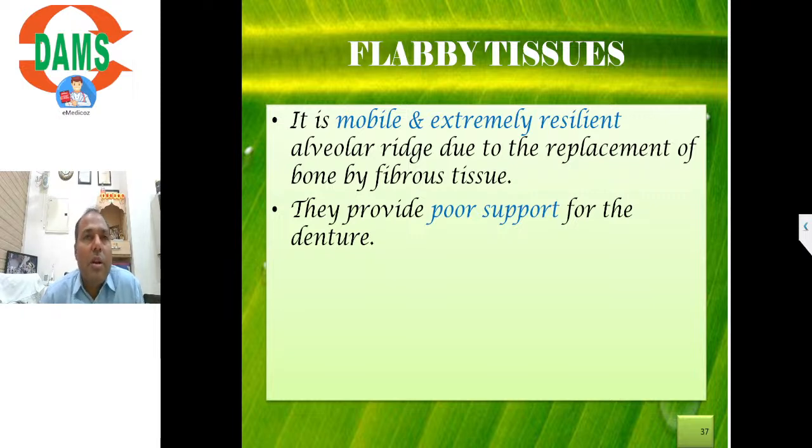Think, mucocompressive impressions, if you make them in a flabby ridge, they are themselves providing poor support. They are already compromised. You don't want to compress the tissues more. So I will tell you how to make the impression, but just write down. Okay, the bone, when it is resorbed, is replaced by fibrous tissue. That's why it becomes mobile, hyper redundant.